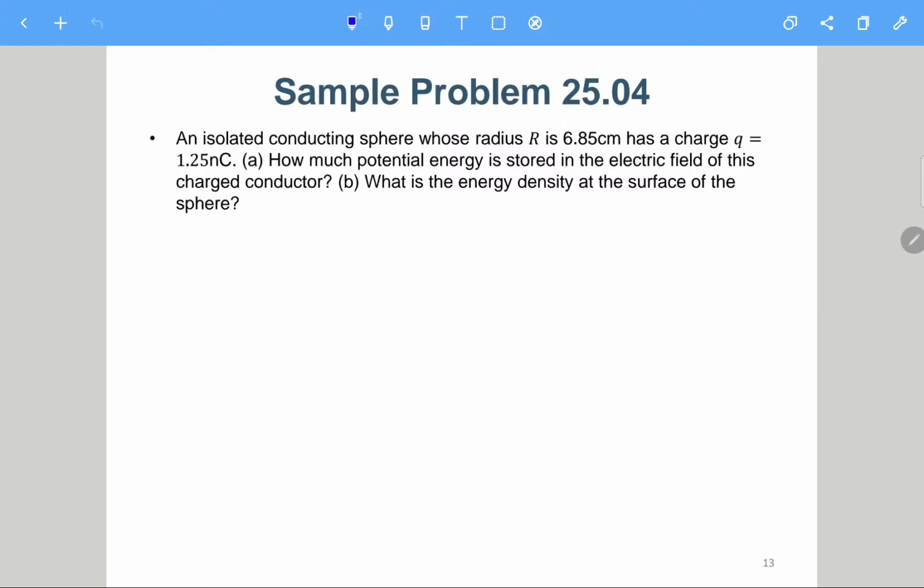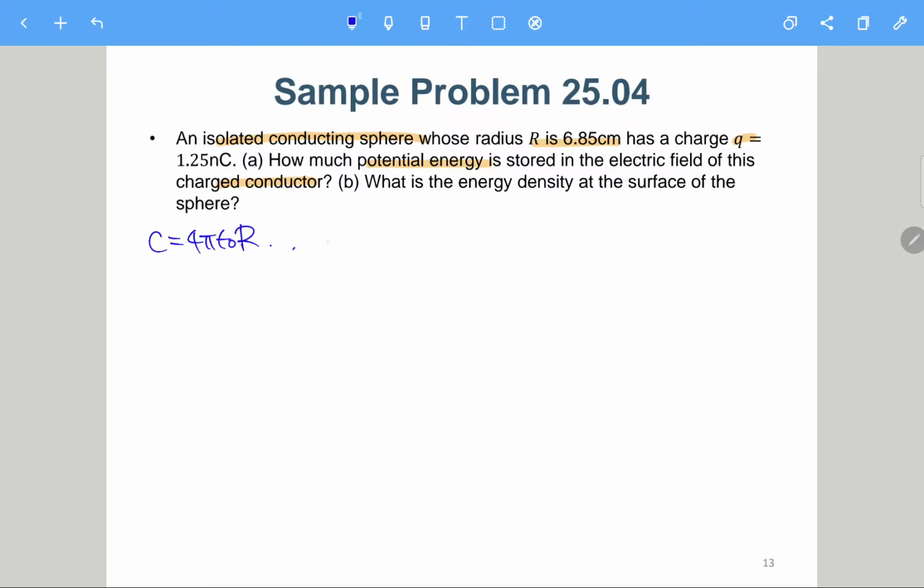An isolated conducting sphere whose radius is given. Isolated means the outer one is infinitely large, so the capacitance is nothing but 4 pi epsilon naught R. The charge is Q. How much potential energy is stored in the electric field of this charged conductor? First we have C equals 4 pi epsilon naught R.